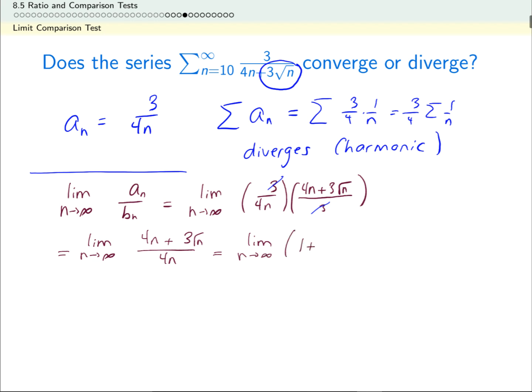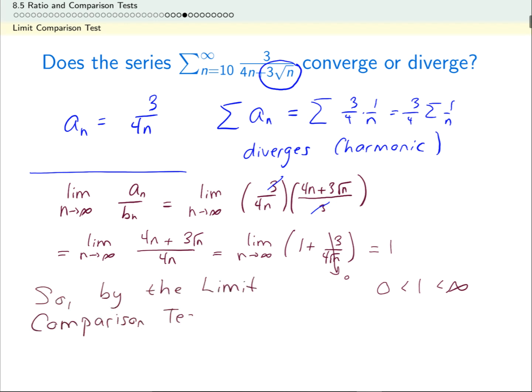That's 1 plus 3/(4 root n), because n is the square root of n times the square root of n. As n goes to infinity, this term on the right goes to 0, so this limit is 1. Crucially, 1 is positive and finite. So this is the limit comparison test telling us that these two series are indeed comparable. What one does, the other one indeed does as well. So by the limit comparison test, my mystery series does what my known series does, and it diverges.